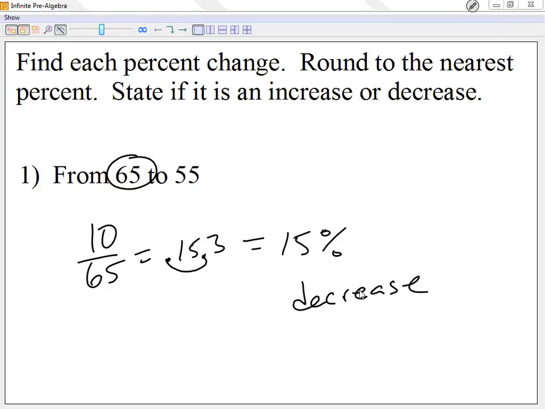Decrease means the price went down. From 65 to 55, we can tell the price went down. So 15% decrease. If you want to write 15% discount, because that's the word that we used last week for the price going down, go for it.